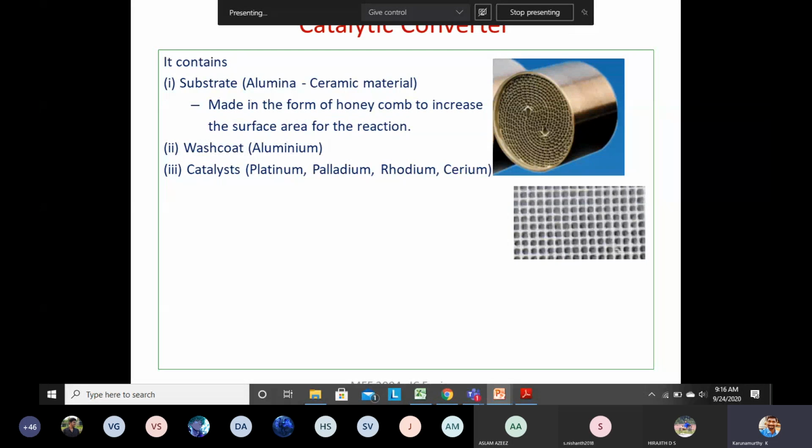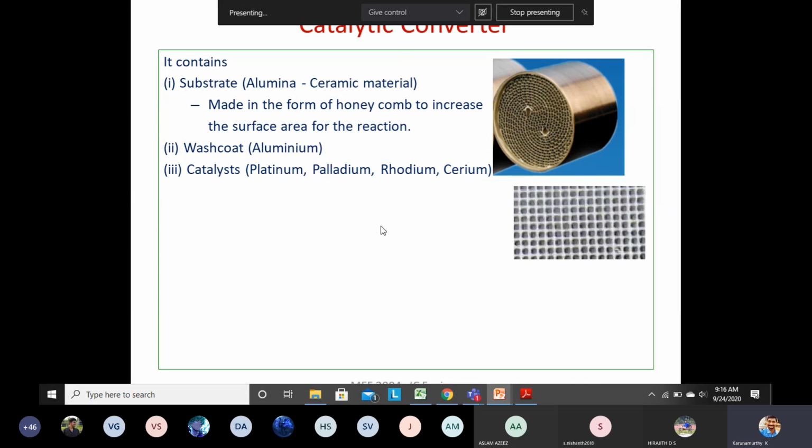So basically the substrate is the base layer. Over the base layer we have the wash coat, and in the wash coat layer we have the presence of catalyst. These catalysts are platinum, palladium, rhodium, cerium. So these metals are going to be there, right?